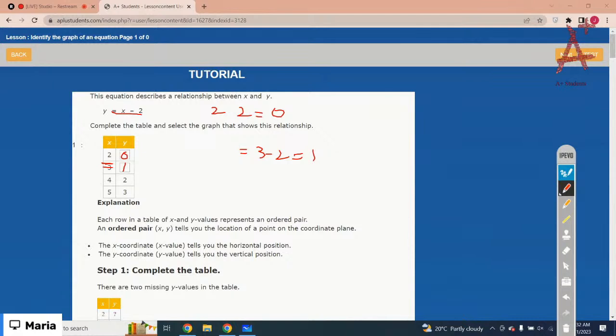Whenever we're working on the graph, we need an ordered pair. Got it? An ordered pair means the x value and the y value. This is an ordered pair: when x is 5, y is 3. This is another ordered pair: when x is 4, y equals 2. The first value, for example in 4 and 2, is always the x component and the second is always the y component. The x coordinate tells you the horizontal position and the y coordinate tells you the vertical position.